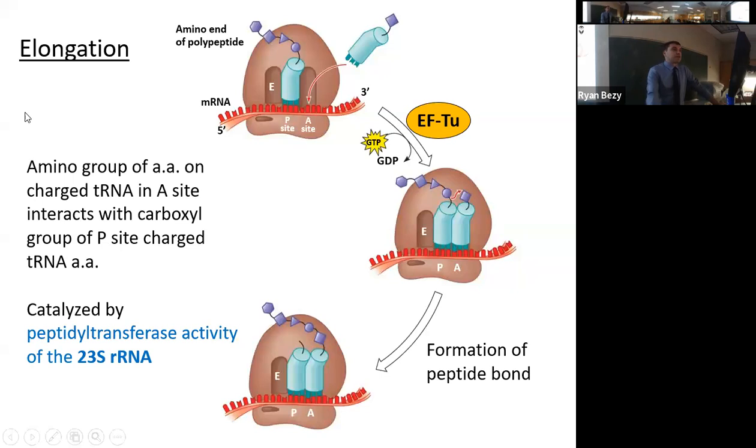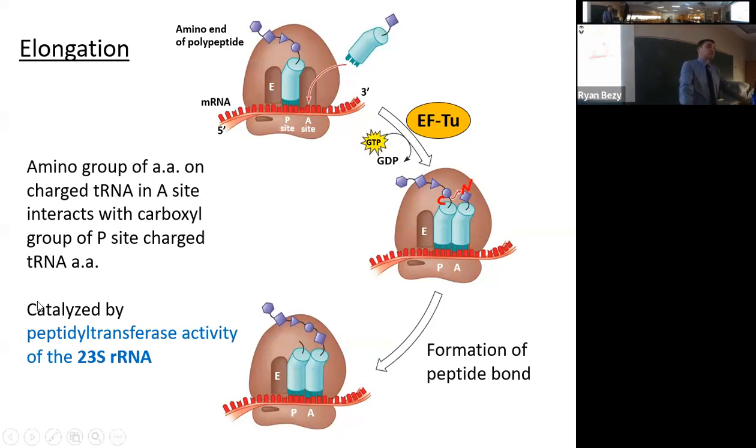This is then going to result in the amino group of the amino acid on that charged tRNA in the A site interacting with the carboxyl group of the last amino acid coming off the tRNA in the P site. So again, the carboxyl group of this guy interacts with the amino group of this guy. And as they interact, they're going to form a peptide bond.